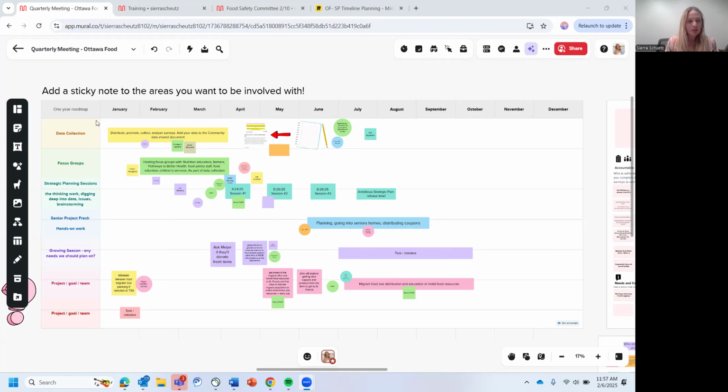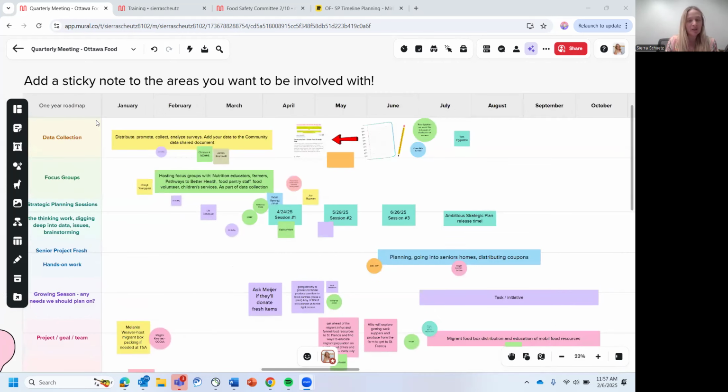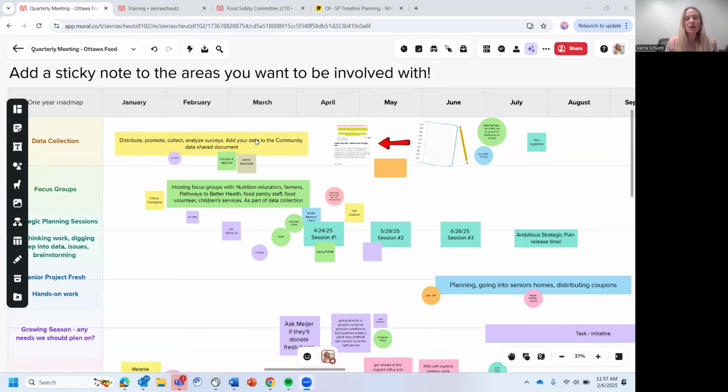So first up, in light yellow here, for February and March, we're really in a period of data collection. All of the data collected is going to be used to guide our strategic plan. So first up here, we have this document.